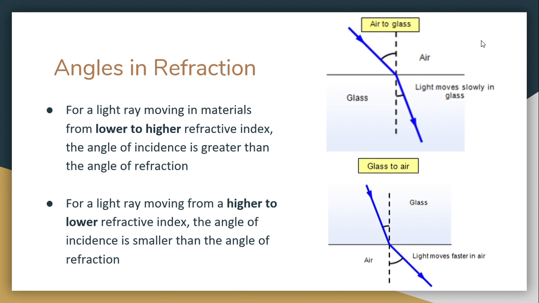So in summary, for a light ray moving in materials from a lower to higher refractive index, this means that the light ray is traveling faster and then is moving slower. Therefore, the angle of incidence is greater than the angle of refraction, and the light ray is moving closer to the normal. Whereas, for a light ray moving from a higher to lower refractive index, the light ray is moving slower, then is moving faster. Therefore, the angle of incidence is smaller than the angle of refraction, and the light ray is moving away from the normal.